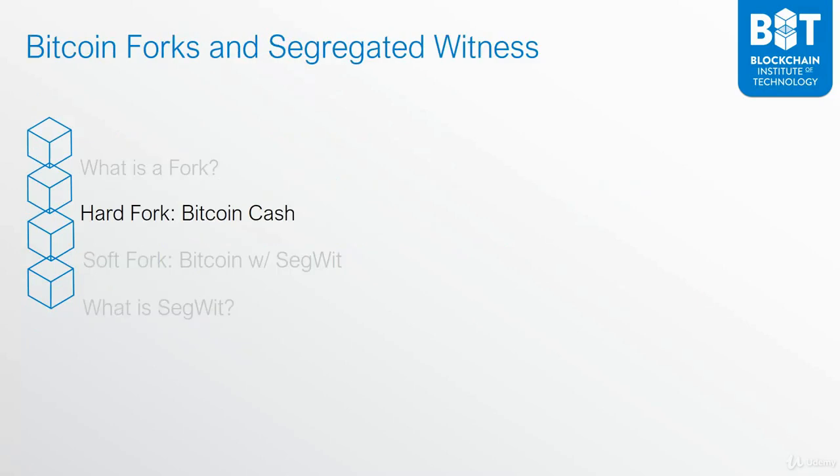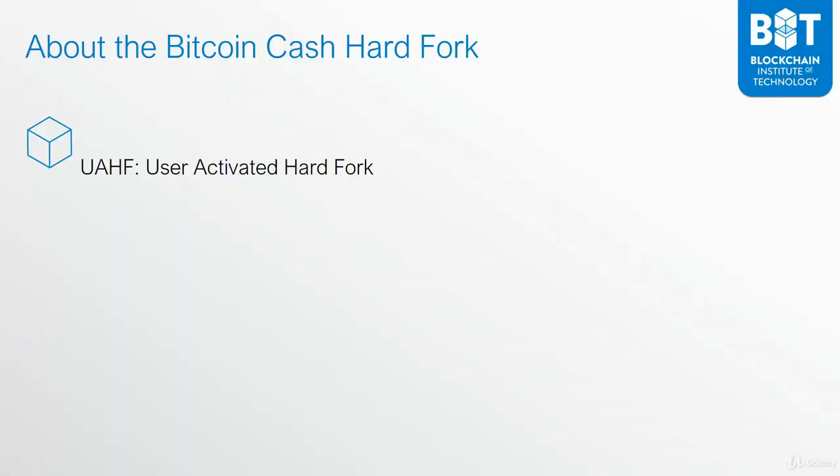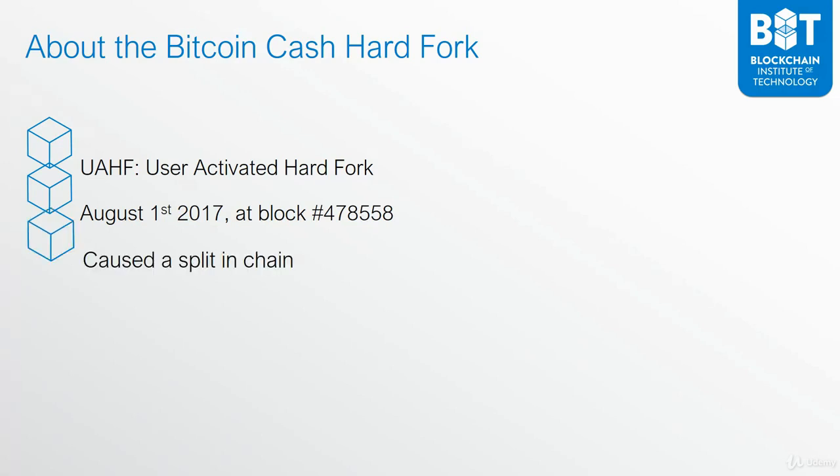Let's now talk about a hard fork by looking at Bitcoin Cash. On August 1st, Bitcoin Cash was born out of a hard fork. In fact, it was a user-activated hard fork, and that is because the miners decided to implement this hard fork that would create Bitcoin Cash. That took place on August 1st, 2017, and specifically at block 478,558. When Bitcoin Cash activated the new protocol, it caused a split in the chain.